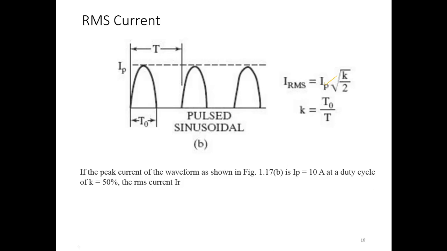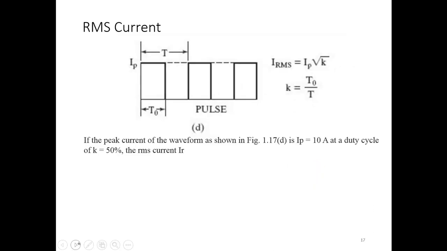Now, what is the RMS value of this waveform? This is not the whole half sine, but only a part of it. You can find the duty cycle: what is the total period T, and half of that, T by 2, and you can find the RMS value. If the duty cycle is 50% and the current is 10, you should be able to find the RMS value of a current shape like this. Okay, and this is a simple answer.